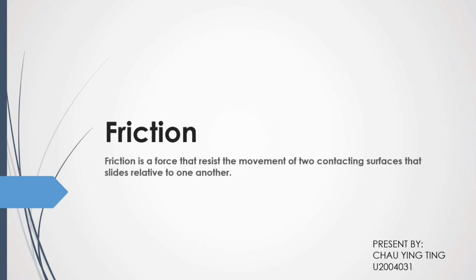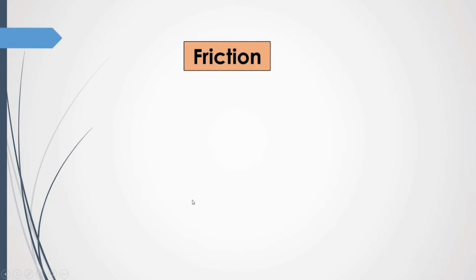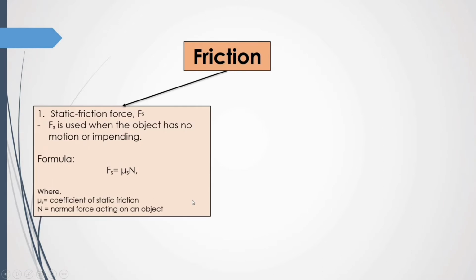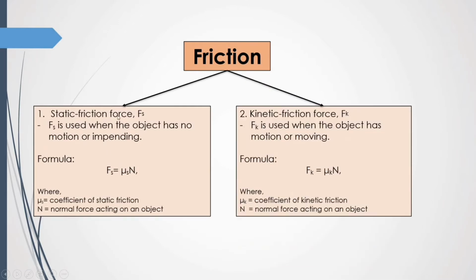So what is friction? Friction is a force that resists the movement of two contacting surfaces that slide relative to one another. Friction can be divided into two kinds: static friction force, Fs, and kinetic friction force, Fk. Fs is used when the object has no motion or is impending, while Fk is used when the object has motion or is moving.